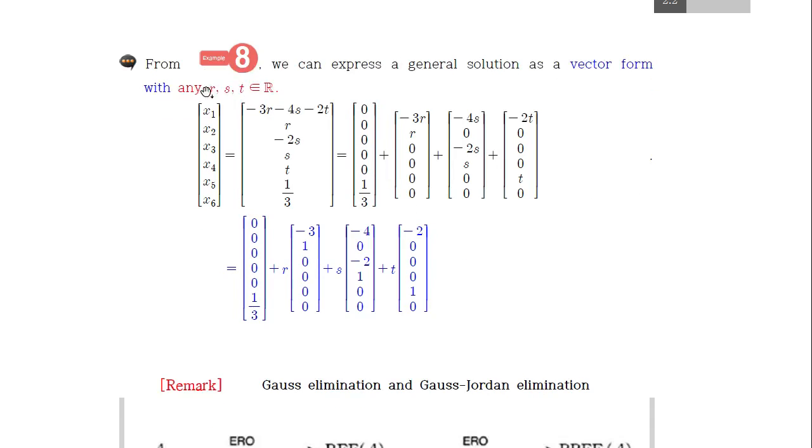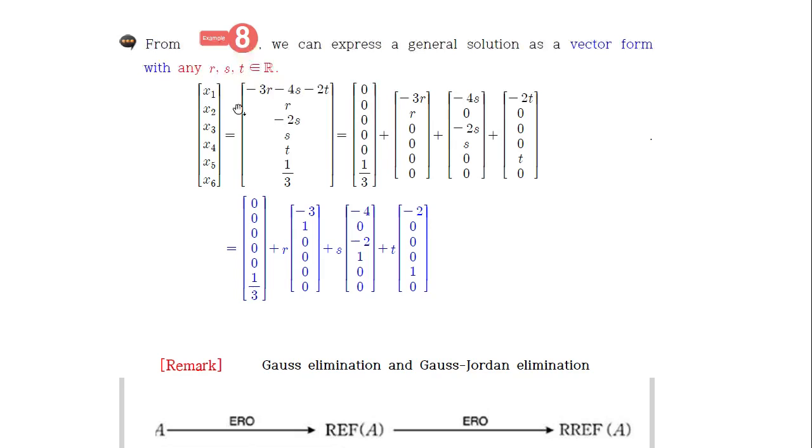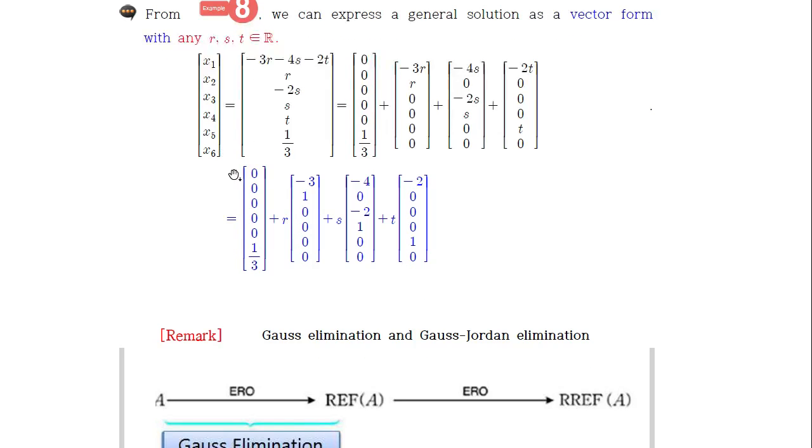Okay, from here, we can express a general solution in vector form with these real numbers. For example, if these xi's can be written in this way, then this can be written as a constant vector plus a scalar multiple of these three vectors like this. This is very important.